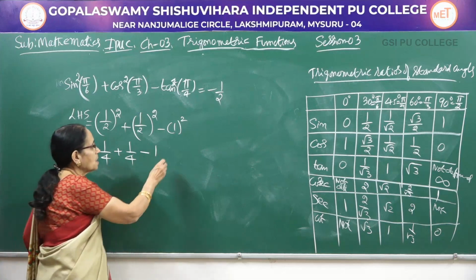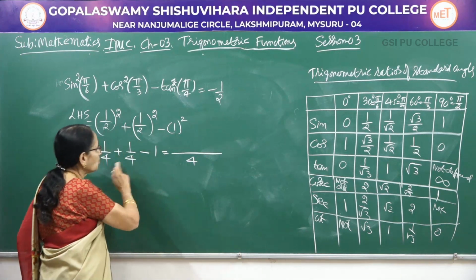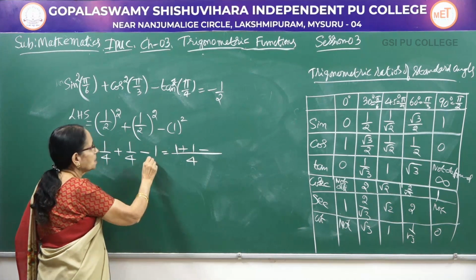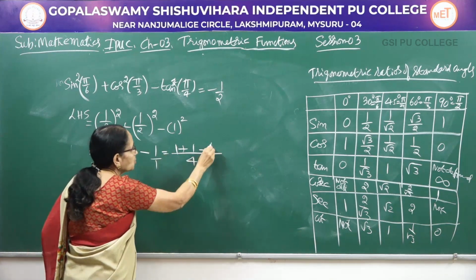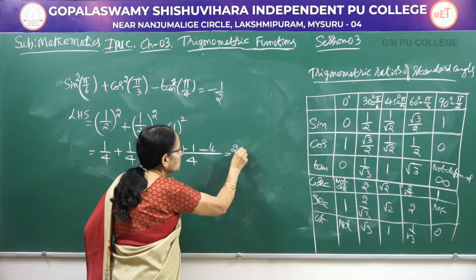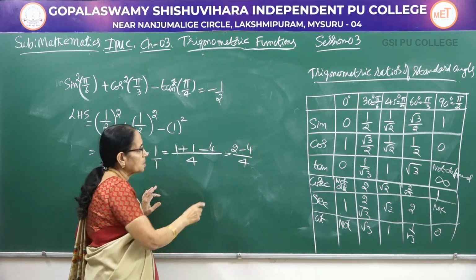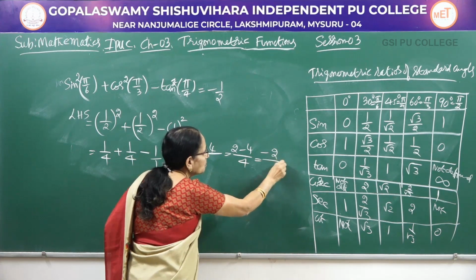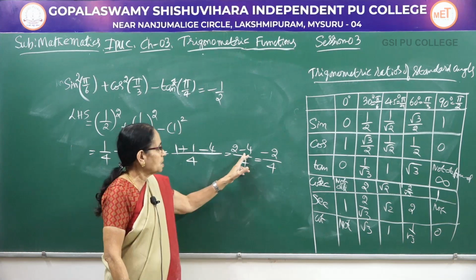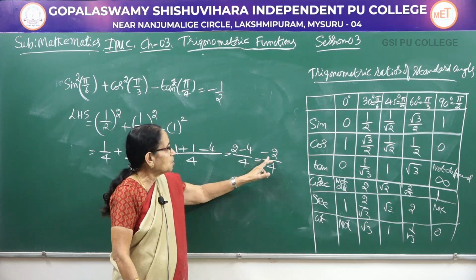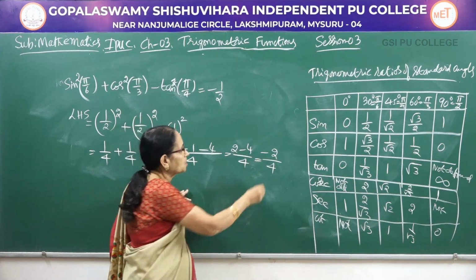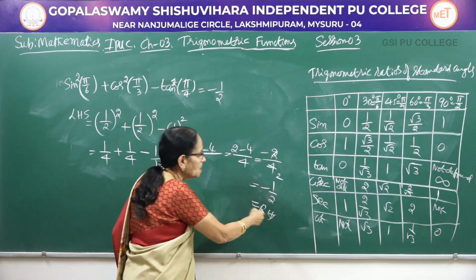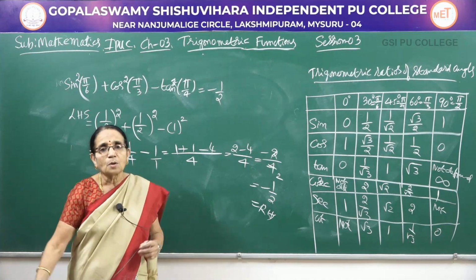Even still, if you find it difficult, as usual, we take the LCM. 4 1s are 4, 1 1s are 1, plus 4 1s are 4, 1 1s are 1. Then here 1 means 1 by 1. 1 4s are 4, 1 1s are 4. 1 plus 1, 2 minus 4 divided by 4. Now, here plus 2 minus 4 means the answer would be minus 2 divided by 4, because when the signs are different, you take the difference and give the sign of the bigger number to the answer. Now, you can cancel 2 1s are 2, 2 2s are 4, hence we get minus half, which is nothing but the right hand side. So, this is how we have to find out.